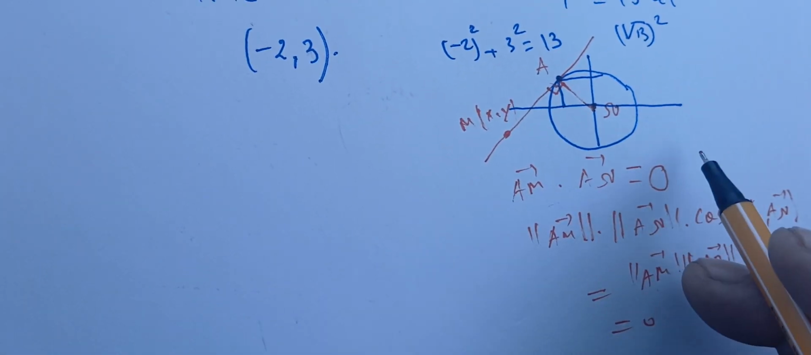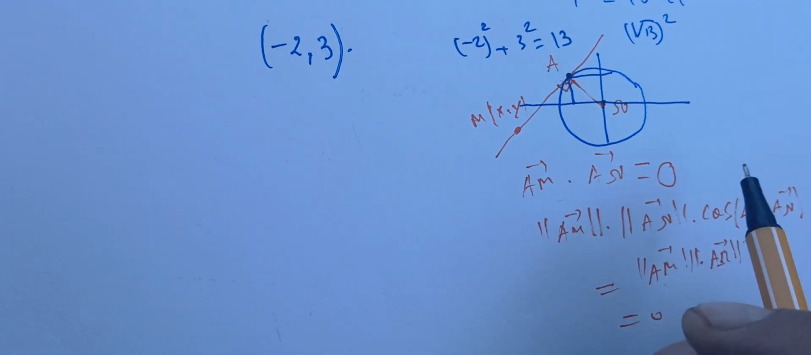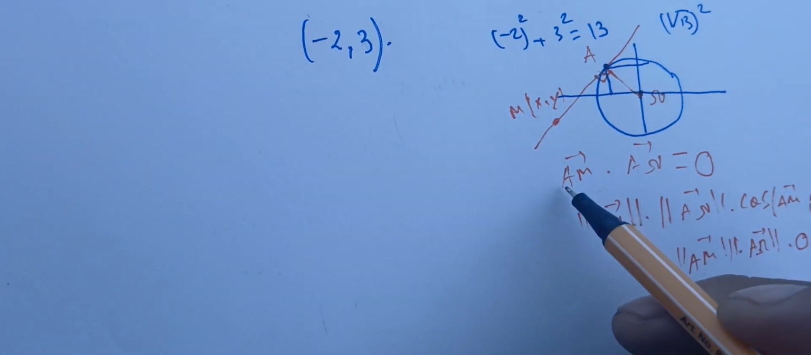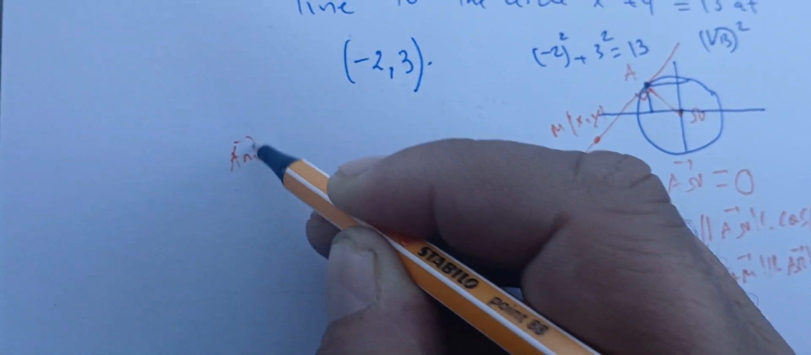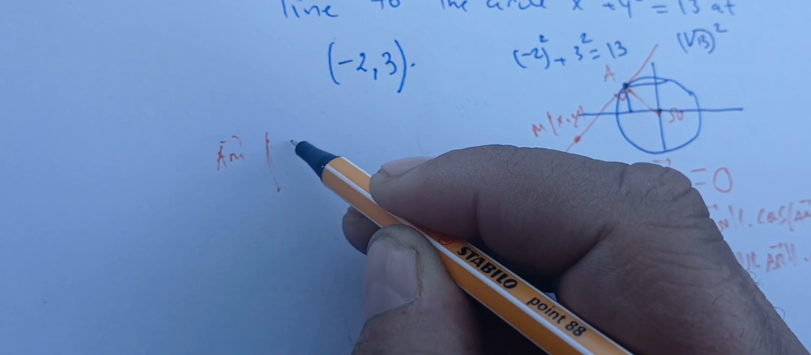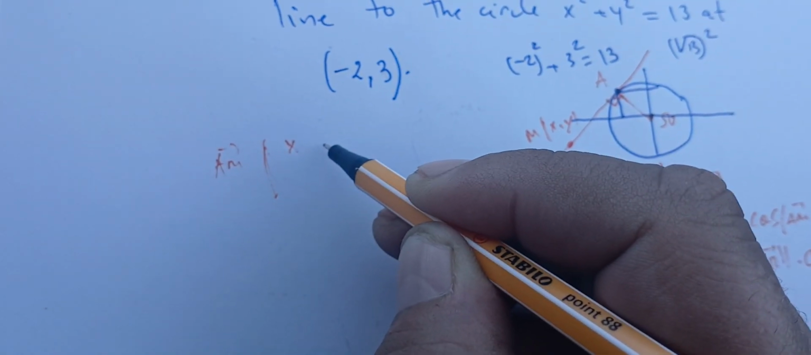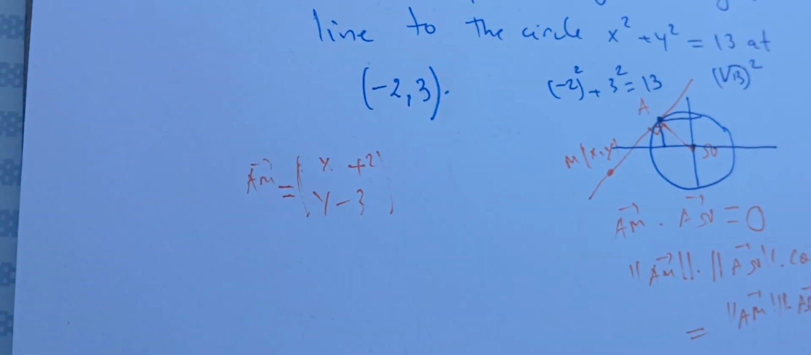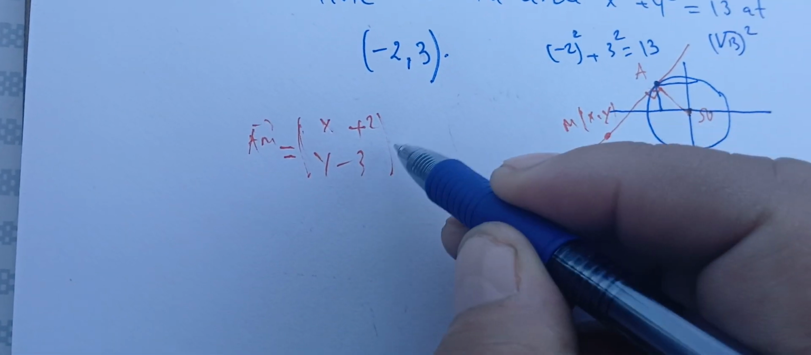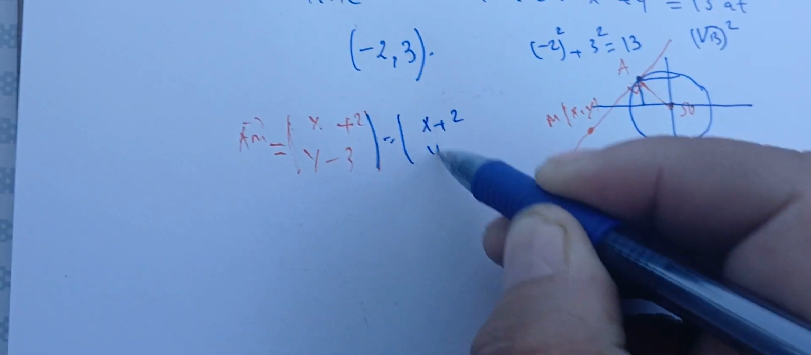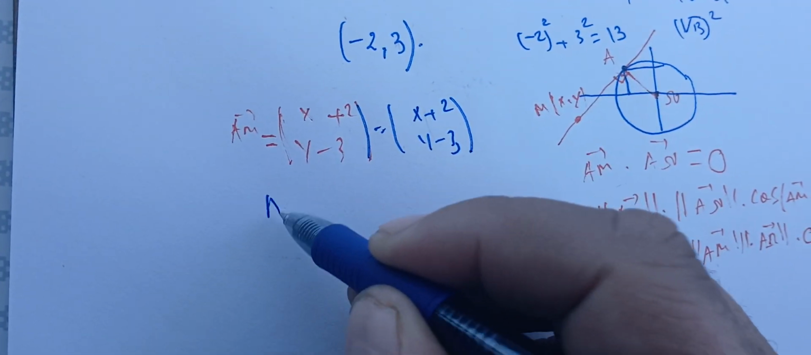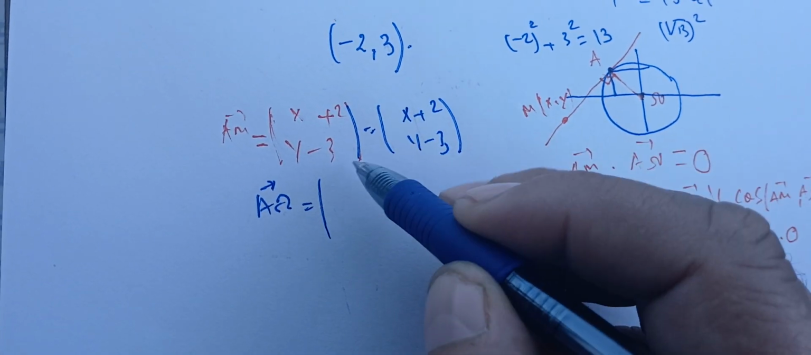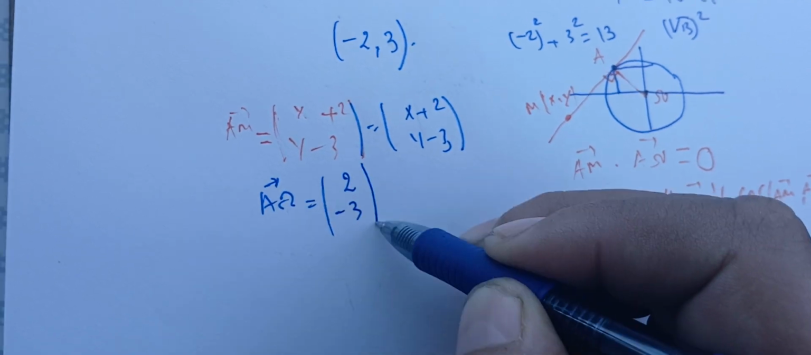So we're going to use this one here, and we're going to use analytical geometry to write this in the dot product form. So we have AM. The coordinates of M are x and y. So we have x minus a, that means plus 2, and y minus 3. So we have (x plus 2, y minus 3), and we have A omega. The coordinates of omega are 0, 0, and those of A are -2 and 3. Therefore, we have (2, -3).